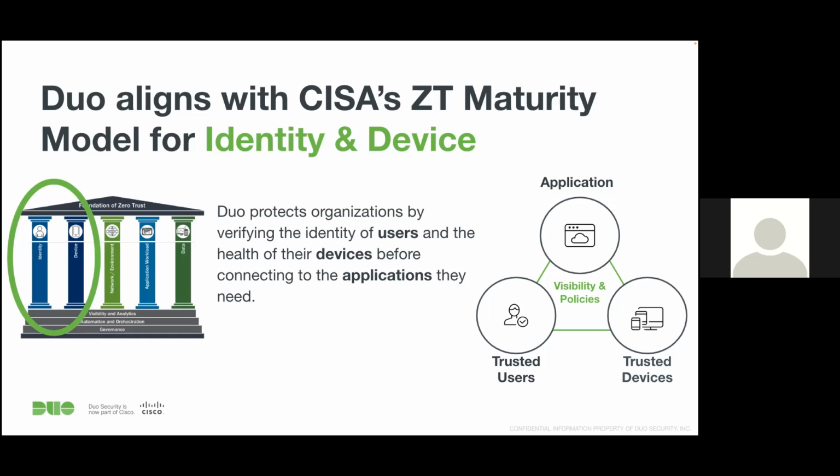We align to the two pillars of CISA's Zero Trust Maturity Model, identity and device. Duo's main feature here is validating the user and validating the device that's connecting, with some base fundamental specifications on trusting that device before you allow it to connect to any application.